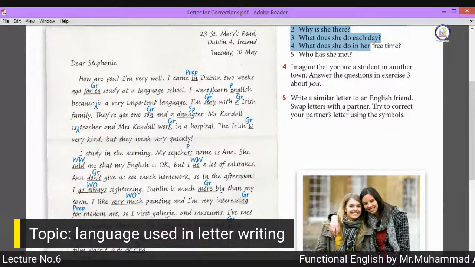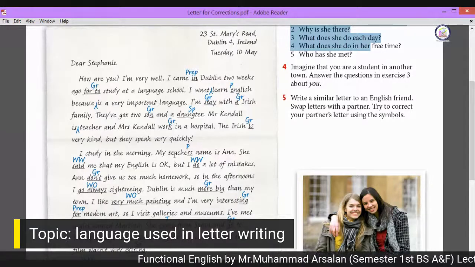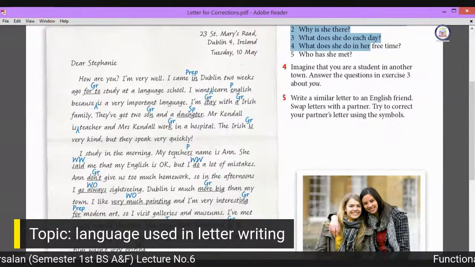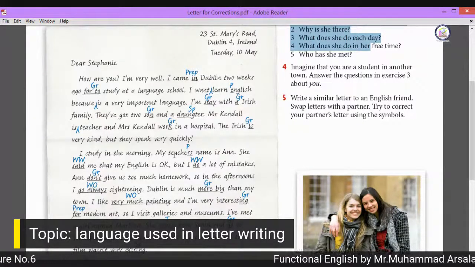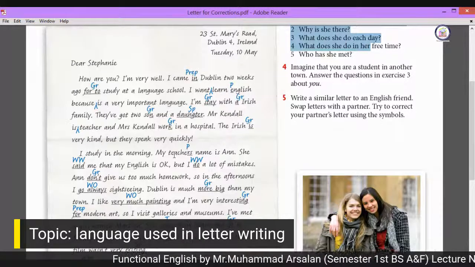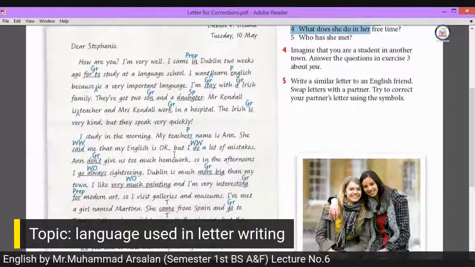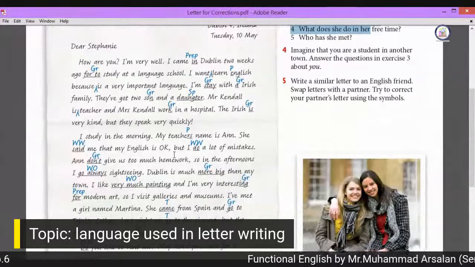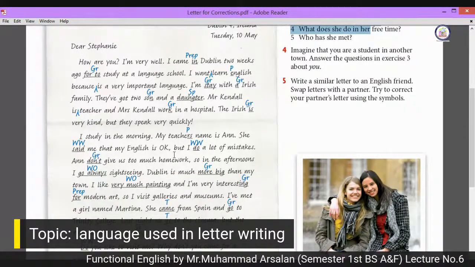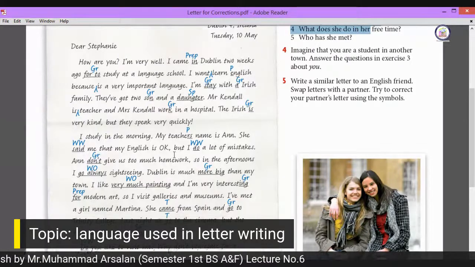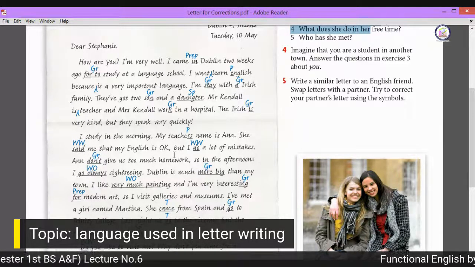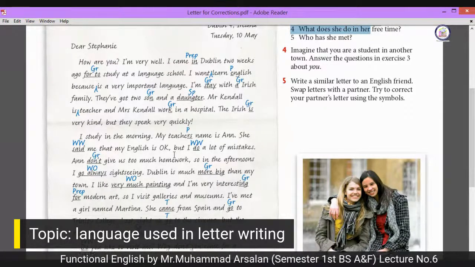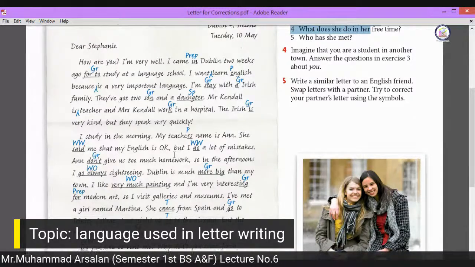Do not make small mistakes. These are articles, prepositions must be followed. Okay, next question. What does she do each day? She dash in the morning. She studies in the morning.